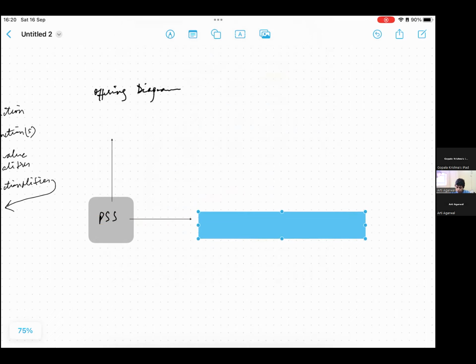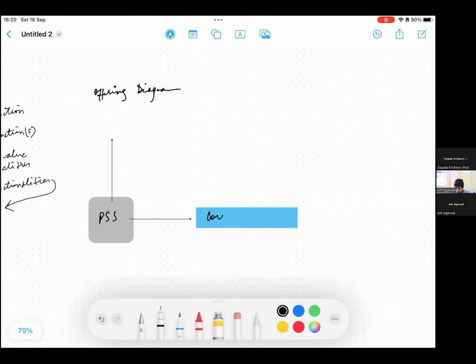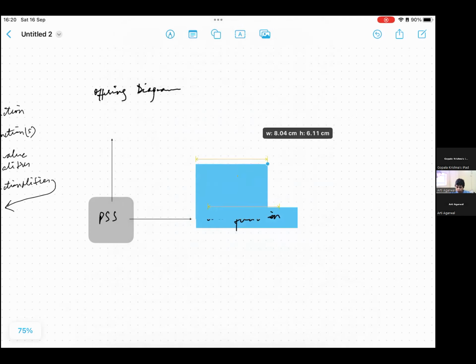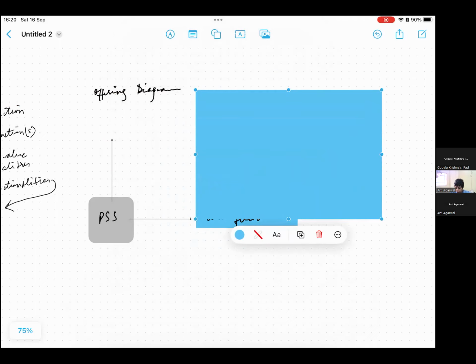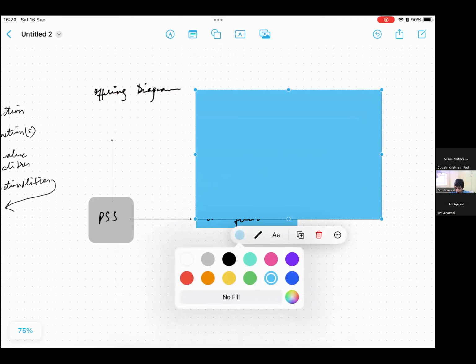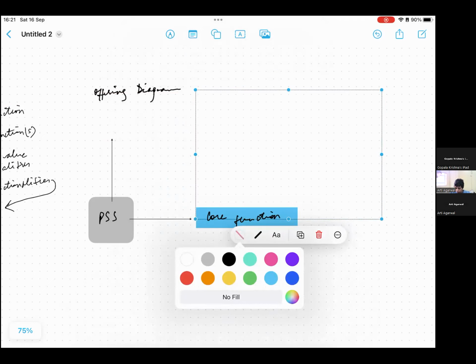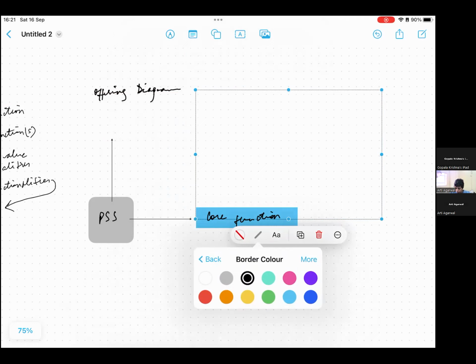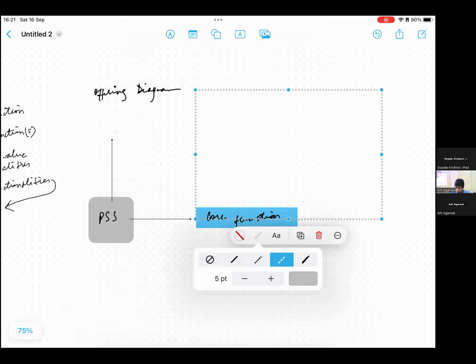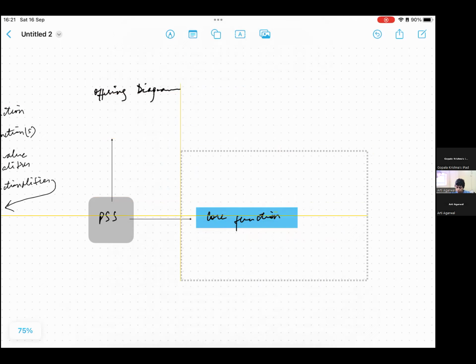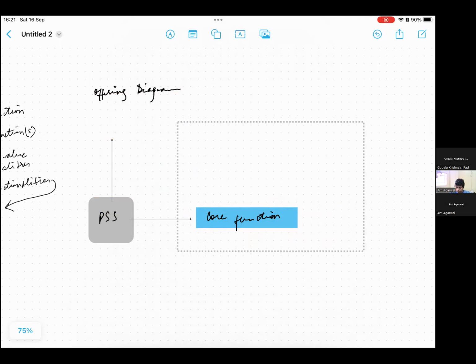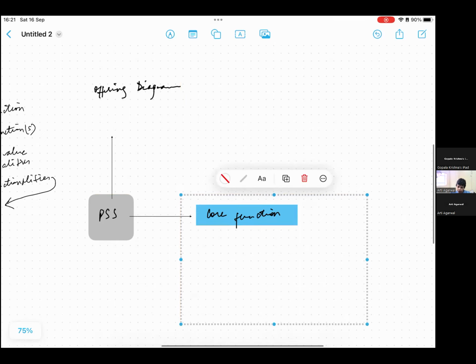So this is one core function. This is one concept, with its own set of functions and core functions and things like that. Okay, let's make it like this, so it'll be easier.